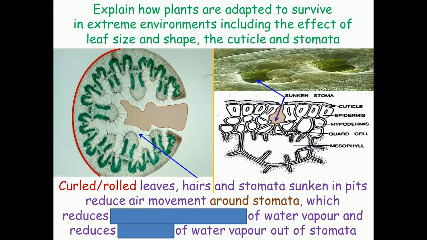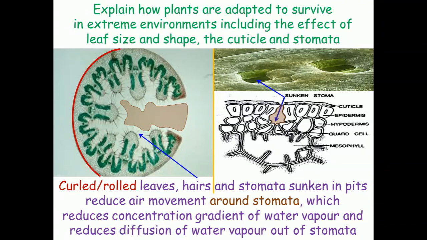So if you could reduce the air movement around the stomata by either having curled rolled leaves or hairs or stomata sunken in pits, effectively you're reducing the concentration gradient of water vapor, and this means that you're reducing the diffusion of water vapor out of the stomata. In other words, you're reducing transpiration. So these plants that have these adaptations could therefore live in areas where there's not a lot of water available.